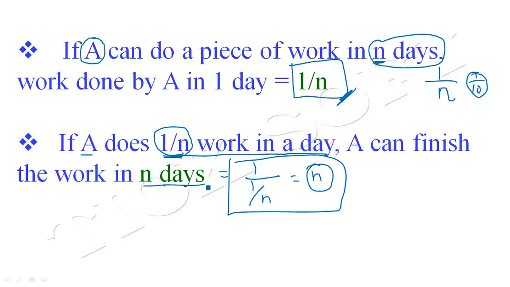So, by using these two formulas only, we are going to solve most number of problems in this topic. So, remembering these two formulas is very, very important. So, when a person can complete a work in n days, then work done by that person in 1 day is 1 by n. And when a person does 1 by n work in a day, then the total number of days taken by that person to complete that work is n days.